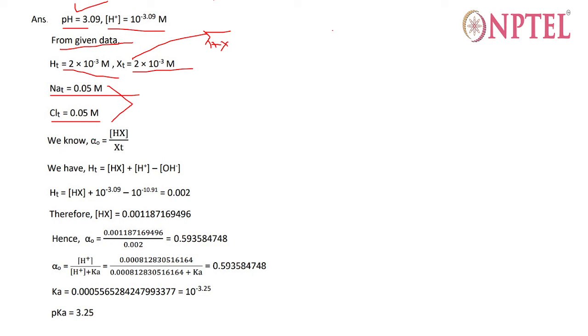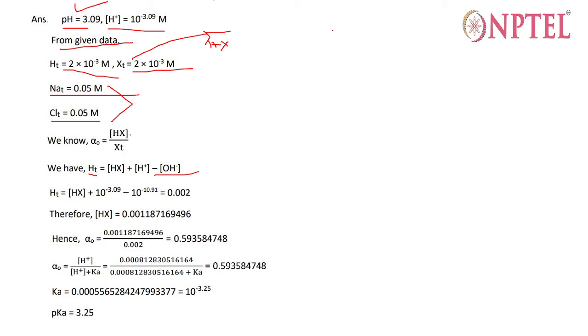So we can write alpha naught equals HX divided by XT, the total X concentration. And now I can write another equation combining all the H, that is HT, total hydrogen. It can be in the form of HX, it can be in the form of H plus ion, also it can be in the form of OH minus ion. So HX plus H plus minus OH minus. That much of hydrogen is getting converted into OH minus, right? That's why we are subtracting this, right?